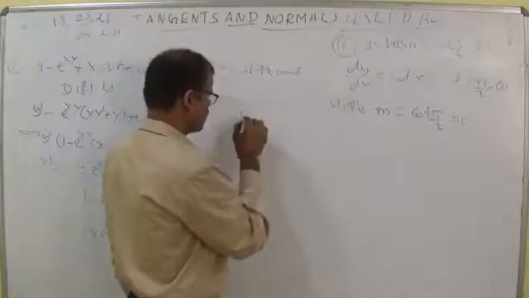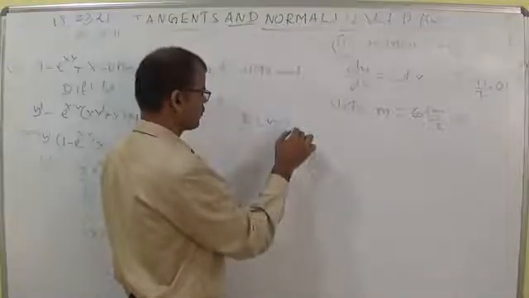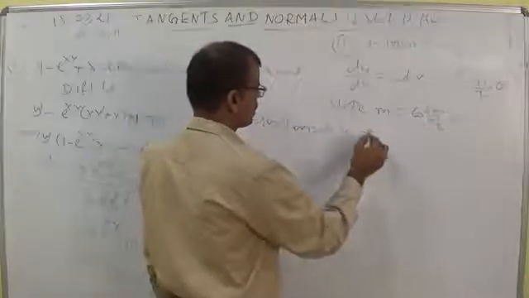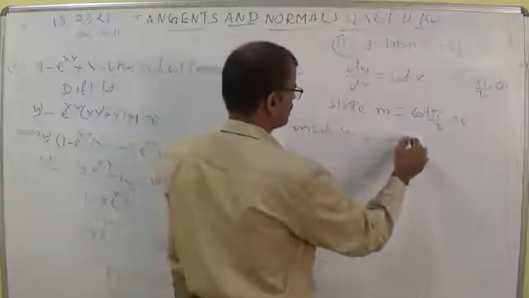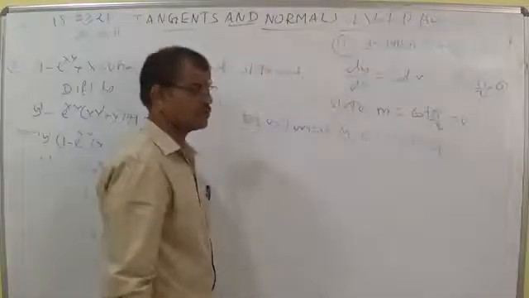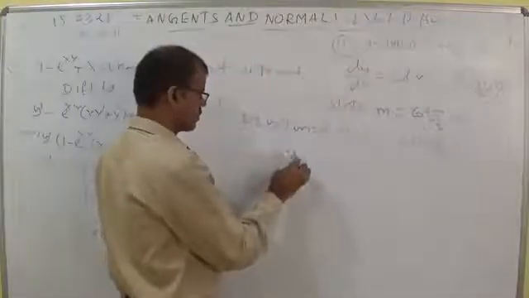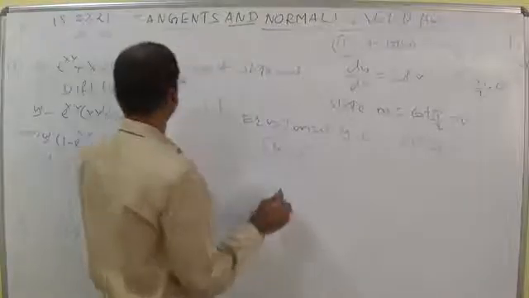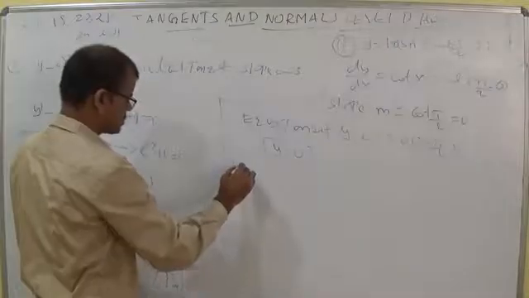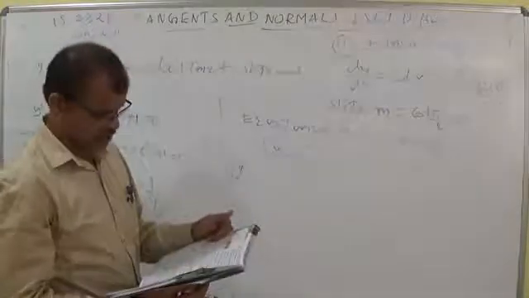Now write about equation of tangent. Equation of tangent formula y minus y1 equal to m into x minus x1. So y minus 0 is equal to 0 into x minus pi by 2. You can write this one as y is equal to 0. 11th one completed. Let us discuss about 18th question.